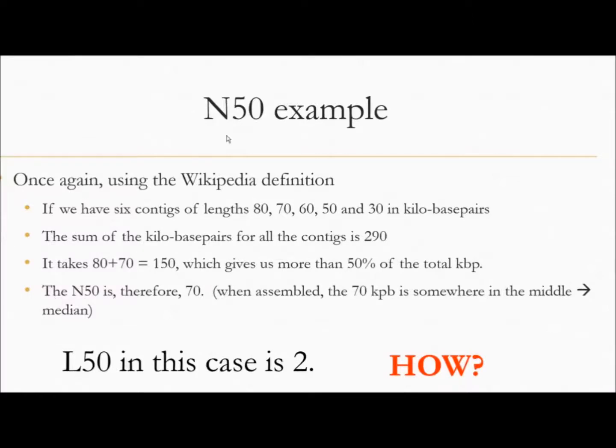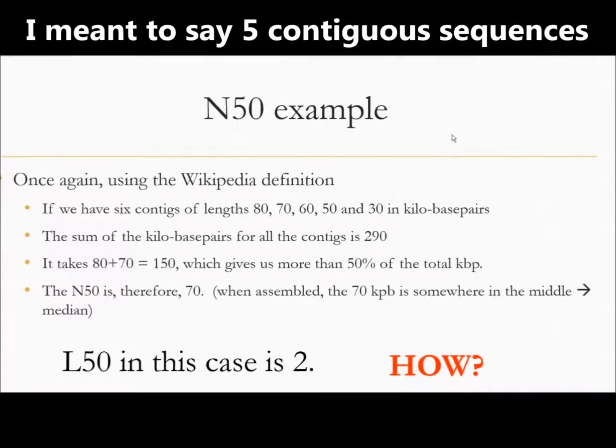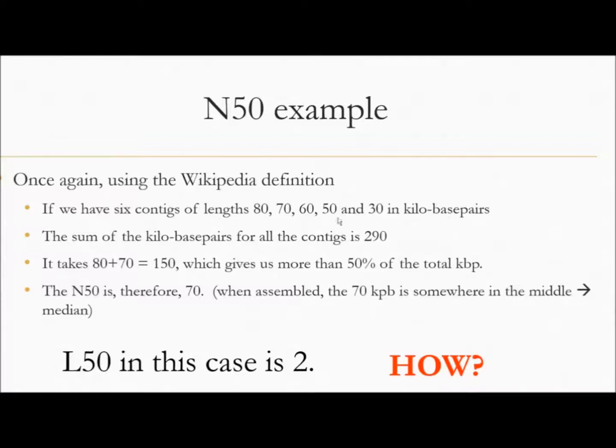Let's look at an example of N50, which comes straight out of Wikipedia, and you can look at several of these. We have 6 contiguous sequences. One is of length 80,000 base pairs, and then 70,000, 60,000, 50,000, 30,000. So you're adding all the base pairs, and that gives us 290,000 base pairs. Now, how many of these contiguous sequences result in more than half?